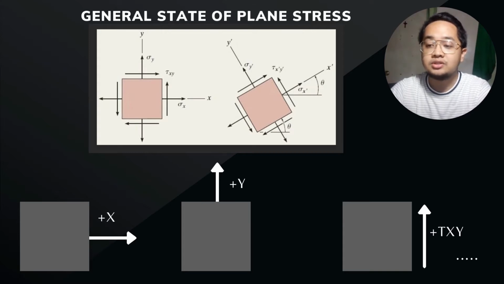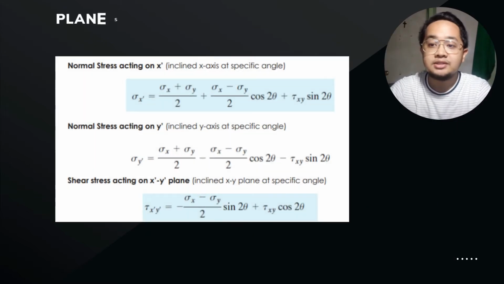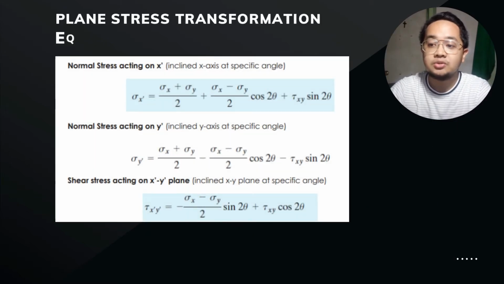The second figure denotes the new transformed axis, value, and direction of the plane. Sign conventions are: if normal stress X and normal stress Y point outward, they are positive, and shear stress Txy is positive if it is turning counterclockwise, and negative in the clockwise direction. These are the plane stress transformation equations that we can use to determine the new orientations and values of the normal stress in the X and Y planes respectively, and the new orientation and value of the shear stress.